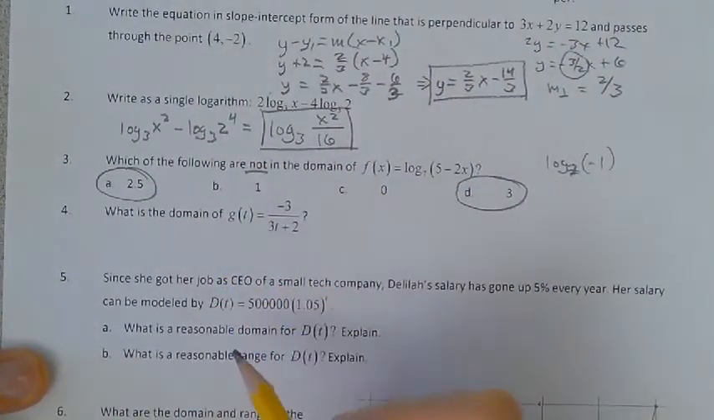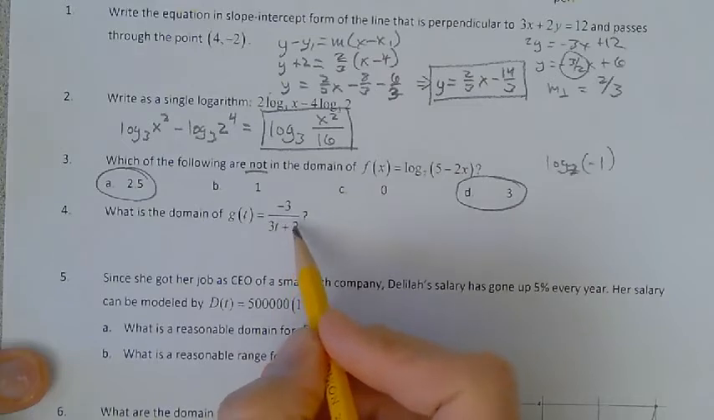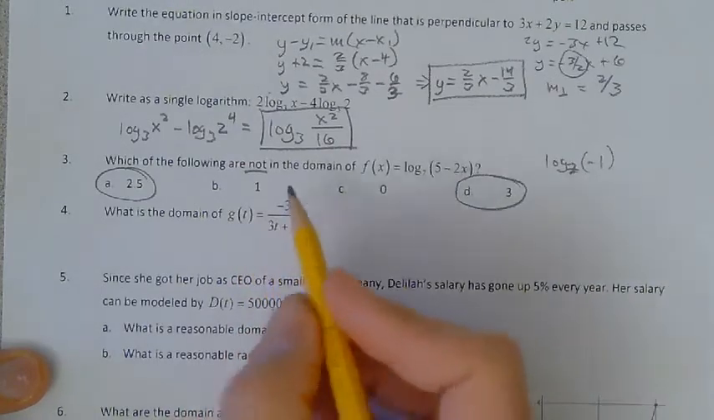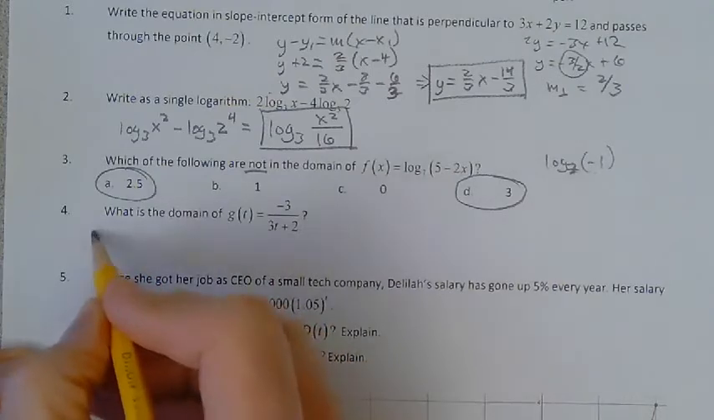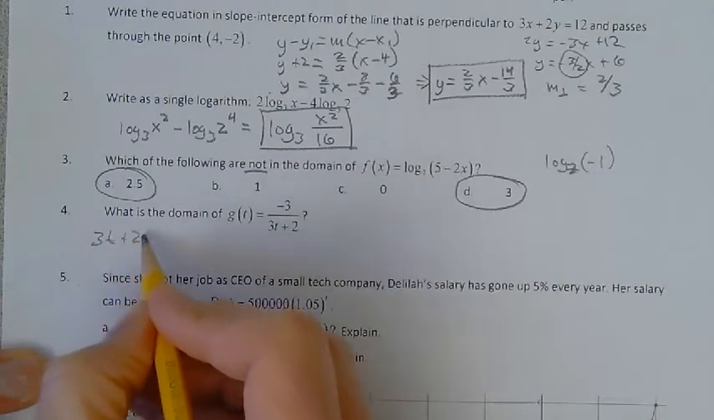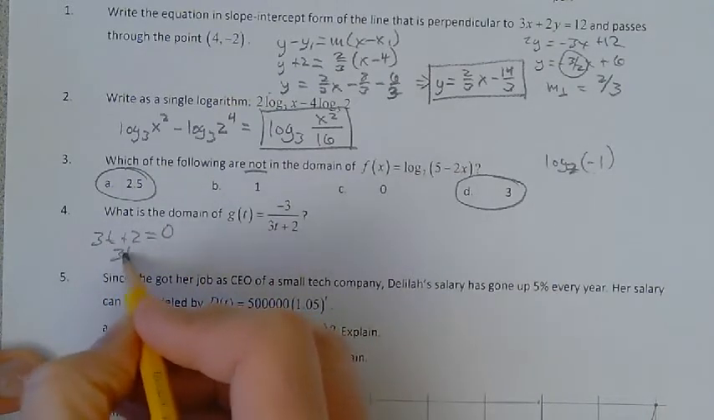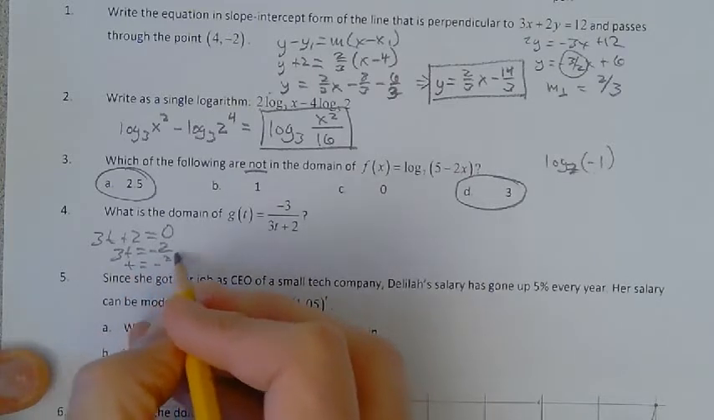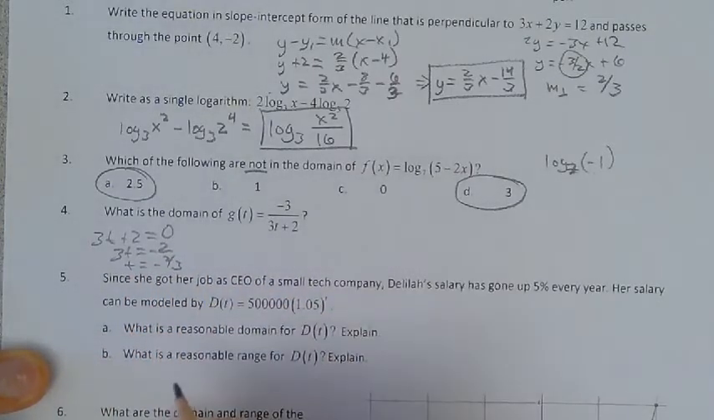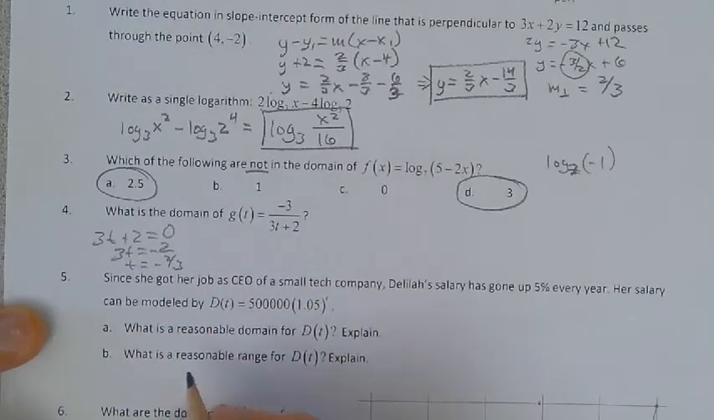Okay, what is the domain of this? Well, we start by assuming it's all real numbers, but there is a variable in the denominator, so if there's any place where 3t plus 2 happens to equal 0, which happens when 3t is negative 2 or t is negative 2/3, then that is not in the domain.